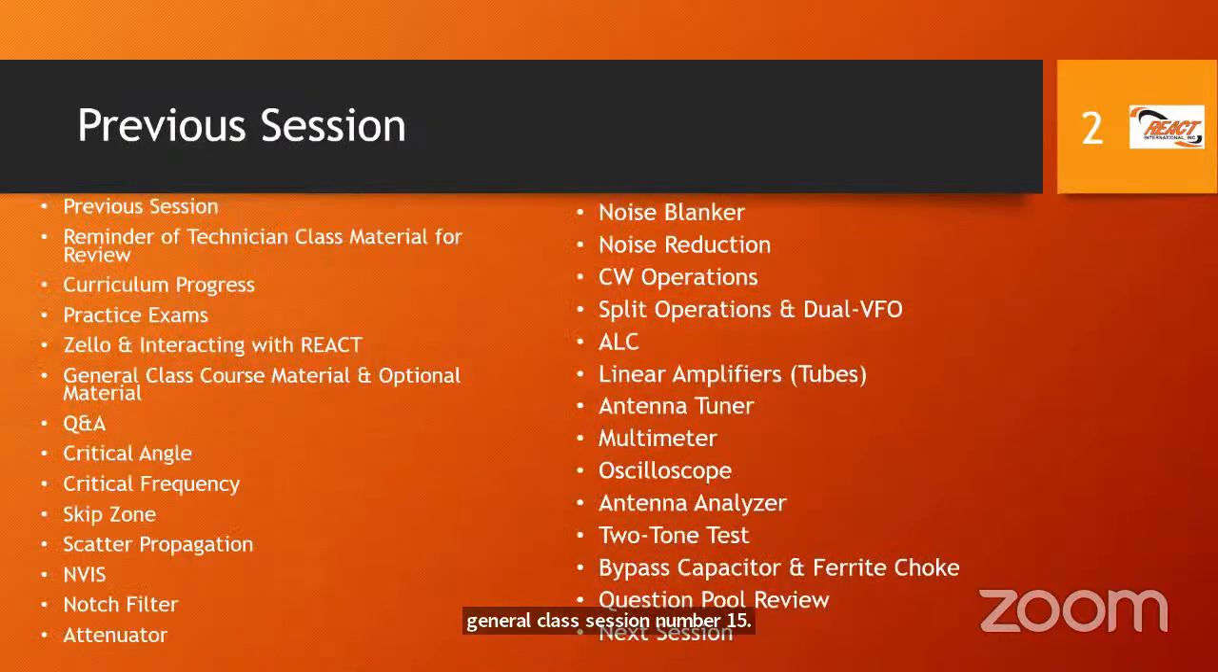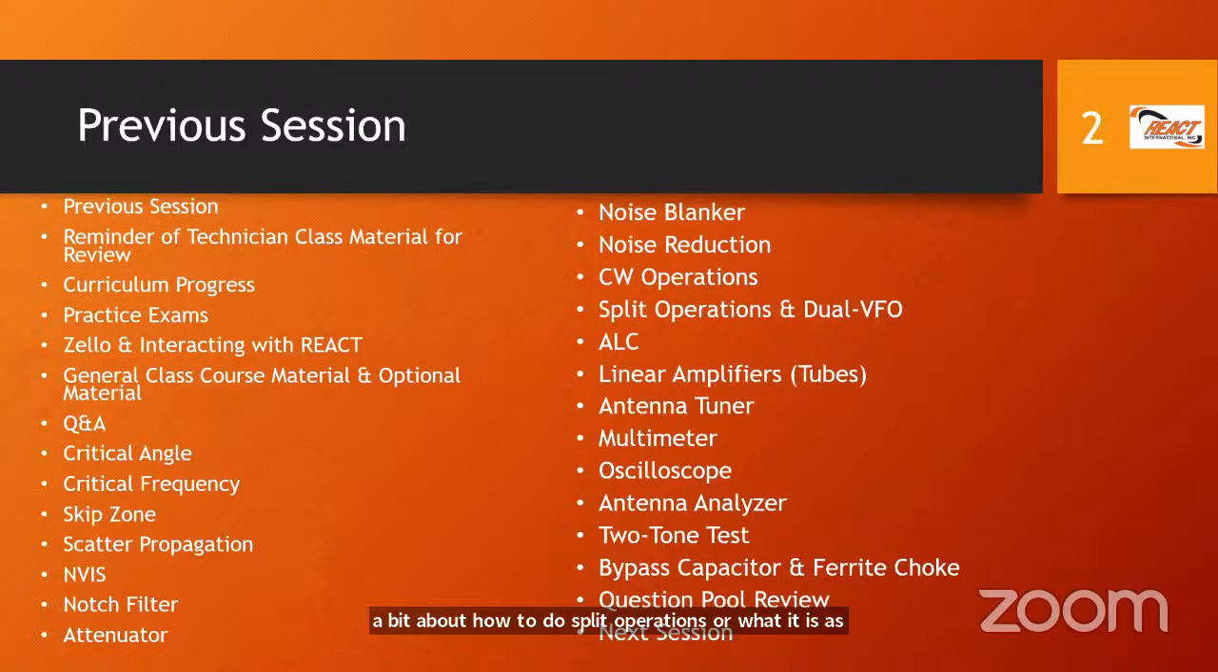During our previous session, we tackled the following topics of critical angle, critical frequency, skip zone. We dealt with what scatter propagation is. We discussed NVIS. We also talked about what a notch filter is, the feature called attenuator, also noise blanker, noise reduction. We also discussed CW or Morse code operations. We talked a bit about how to do split operations or what it is, as well as dual VFO.